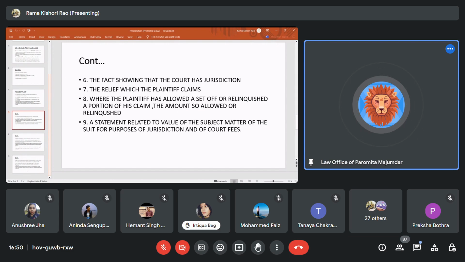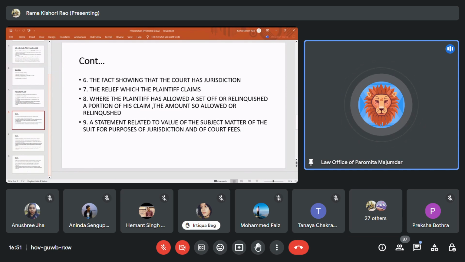So the last paragraph needs to be a statement related to the value of the subject matter for the purpose of jurisdiction and or court fees. Value, as I said, in Delhi, depends on state to state, because jurisdiction is a state affair. The state decides as per the laws applicable what jurisdiction is decided for the district courts and the high court. So in Delhi, up to 2 crores, the case will go to the district court. Above that, the case will go to the Delhi High Court.